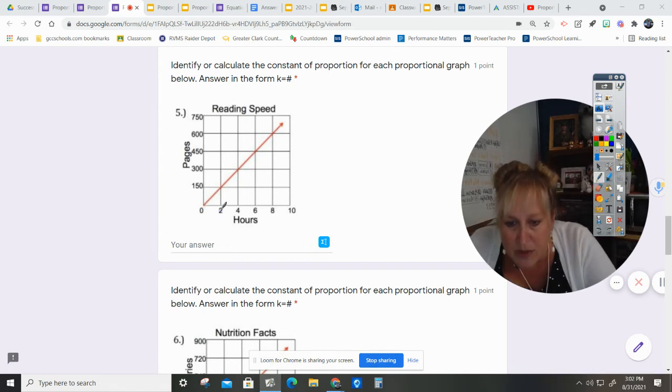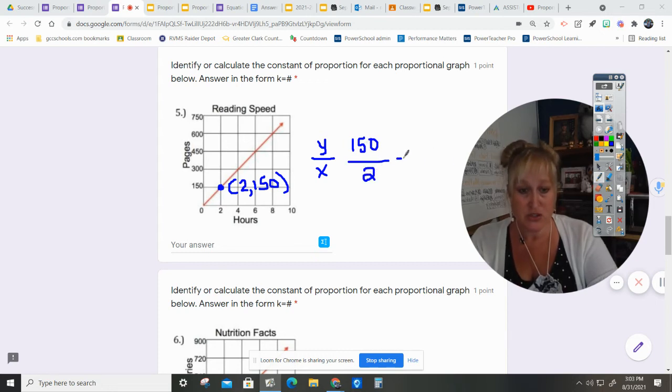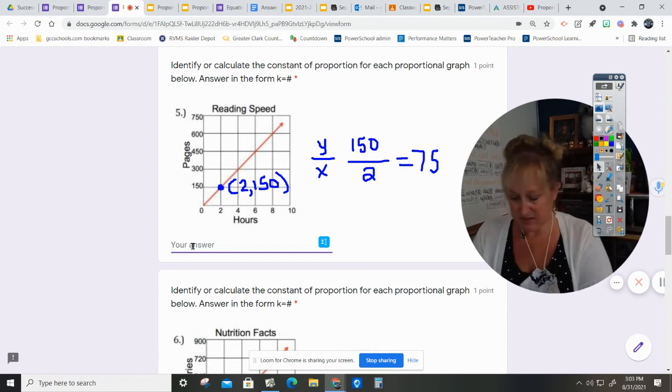All right, so if I'm looking, that is where my first point is. And I'm going to write down the coordinates, 2, 150. Now, like I've been saying, it gets more difficult. That's why I'm writing my y over x, because I need to put 150 divided by 2. 150 divided by 2, I know, is 75. So the answer to that one is k equals 75.